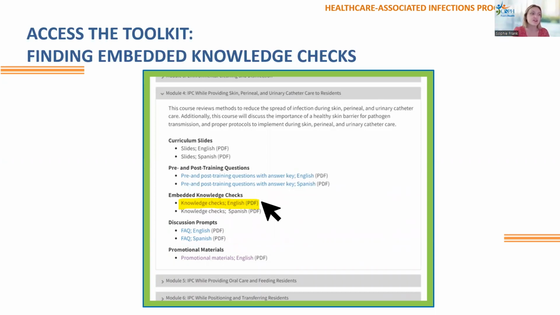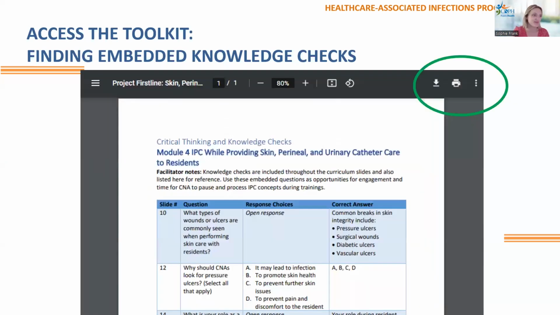To access the embedded knowledge checks for Module 4, I'll open that section of the training modules table on the toolkit webpage. I'll find the embedded knowledge check appendix item in English and click to open the file. Again, the file will open another browser window. From here, you can print or download the file.